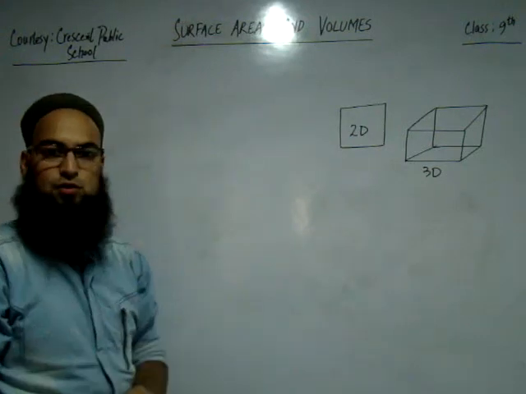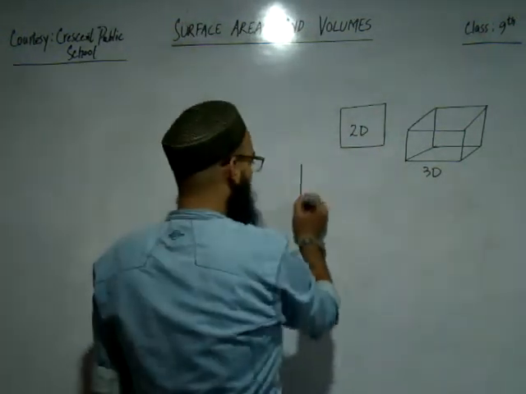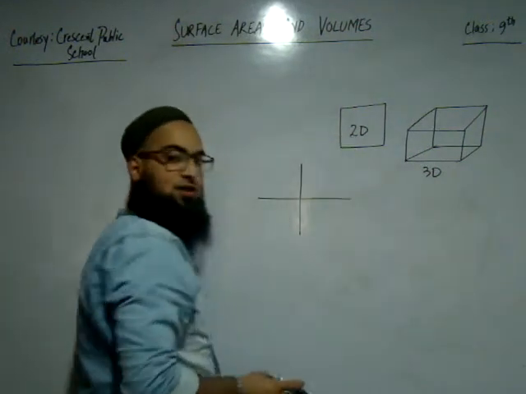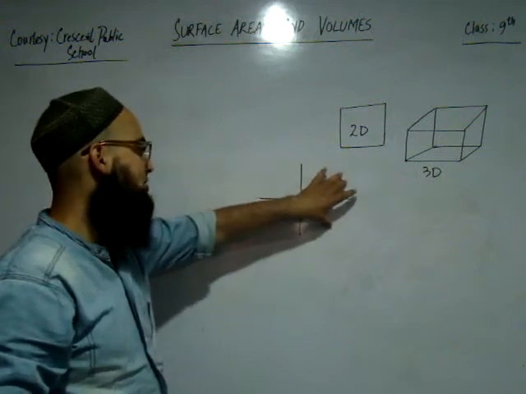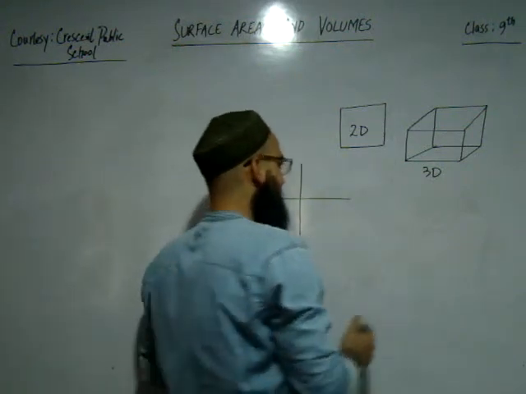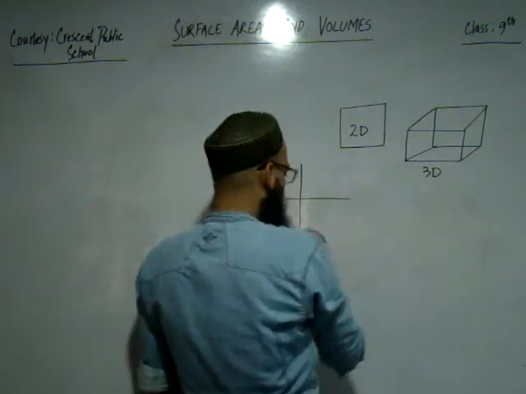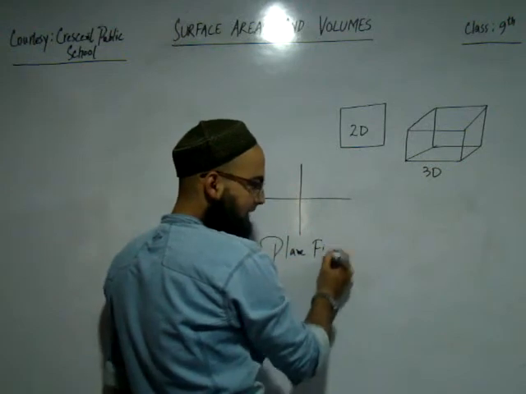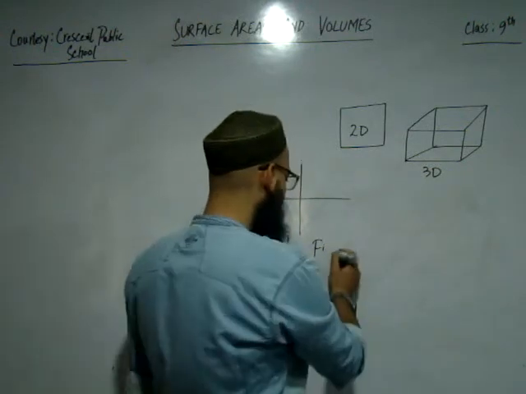Two-dimensional figures are those figures which are established on the two dimensions, like axis and ordinate, x-axis and y-axis. And these are also called plane figures.